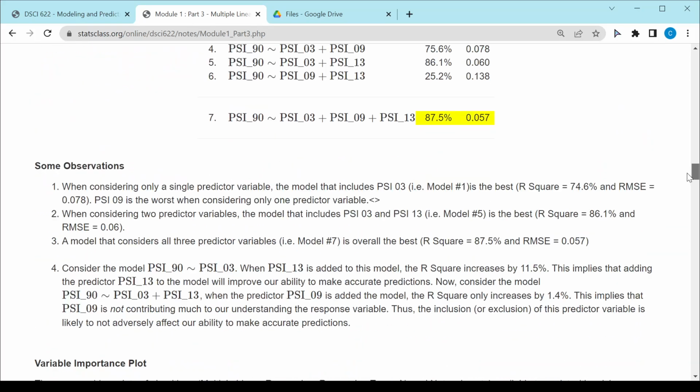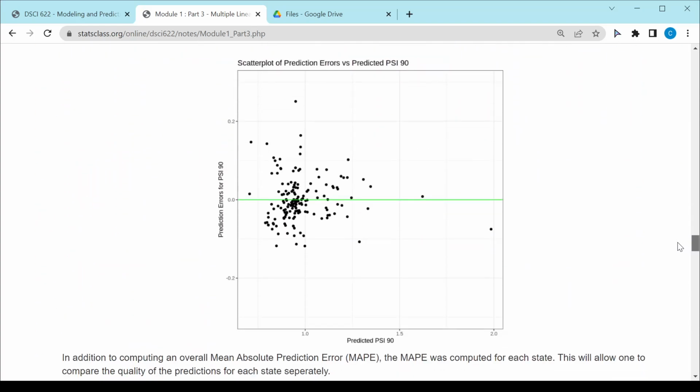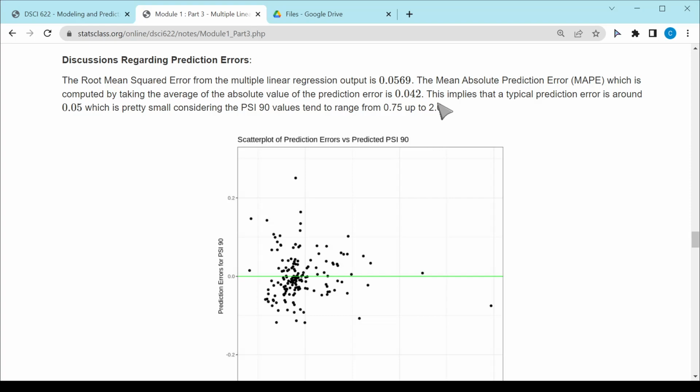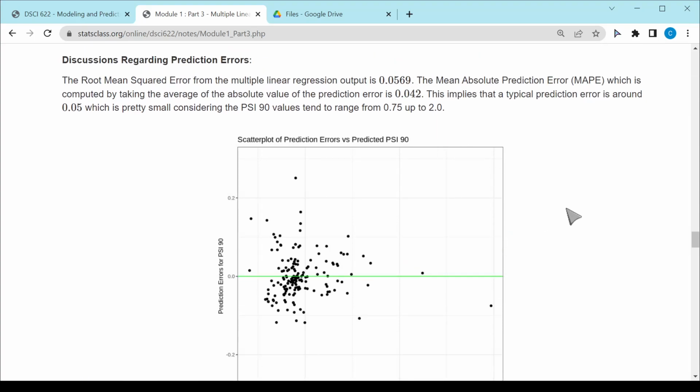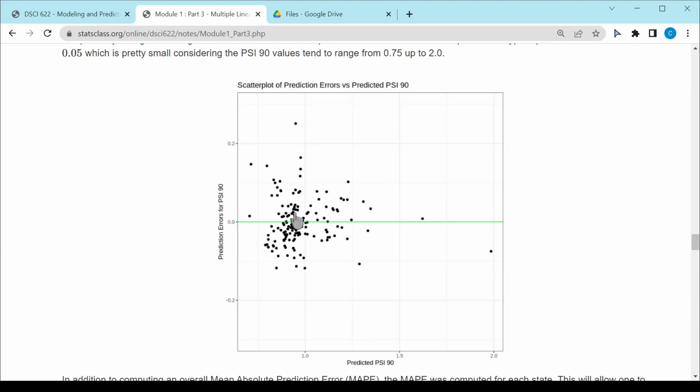And again, that gives you just kind of a general idea of how much error I can expect in my predictions. The MAPE value here is 0.042. These values are pretty small considering the fact that the PSI 90 values range from about 0.75 up to 2.0. So being off by 0.05 on average is indeed pretty good. Another way of looking at those averages is the distance from these points to the green line here is about 0.05.